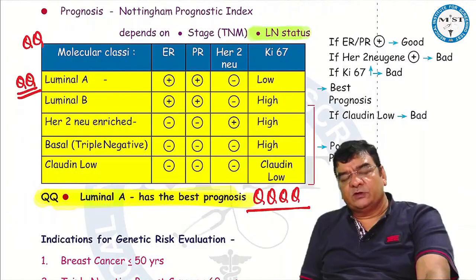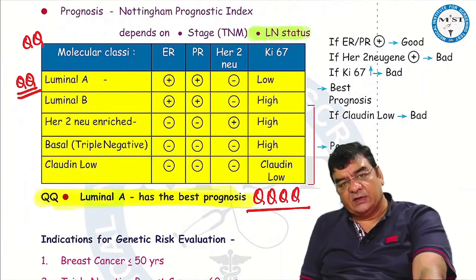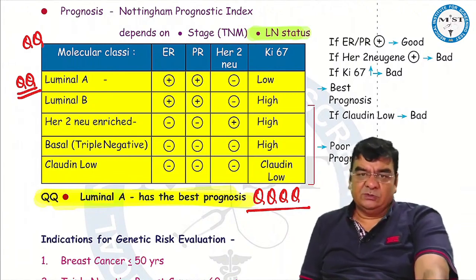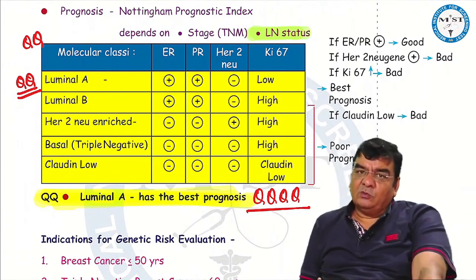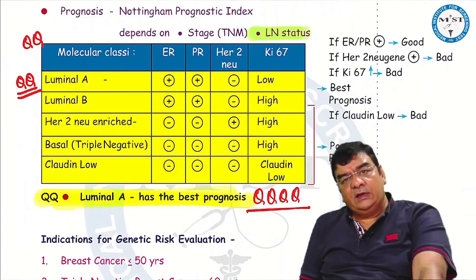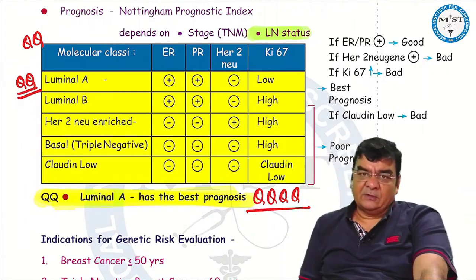For prognosis of breast cancer, we use a Nottingham Prognostic Index. This depends on stage of the cancer, that is TNM, and in this TNM, lymph node status becomes the most important. We can also do a molecular prognostic classification for breast cancer. If ER/PR are positive, that means it's an estrogen story breast cancer. We can give anti-estrogens to this patient, which can help in preventing the recurrence. The presence of estrogen progesterone receptors is a good prognostic factor.